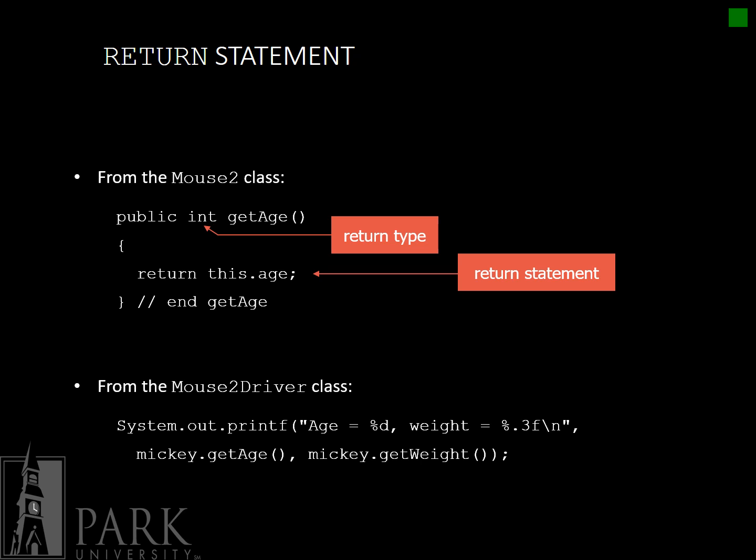In this example, the age variable obviously is an int. If it wasn't, the compiler would complain when we tried to compile the program, telling us that there was a mismatch between the heading and the return type. Now, from the driver program, we can see our object, Mickey in this case, calling the getAge method. That value that is returned is used as an argument to the printf method and will be plugged into the first format specifier. So we've already looked at all that. And likewise, getWeight is going to get plugged into the second format specifier right there, okay?